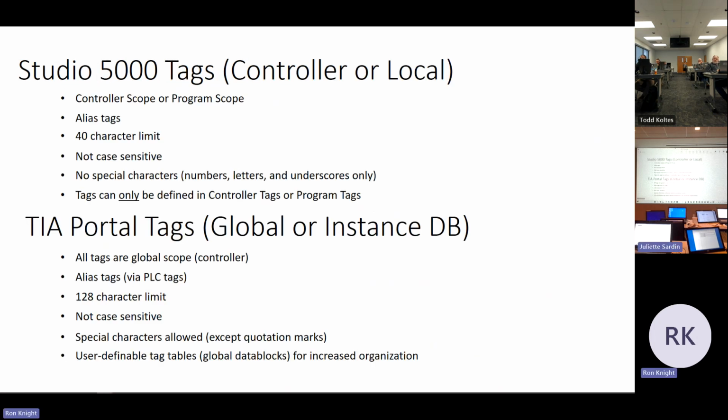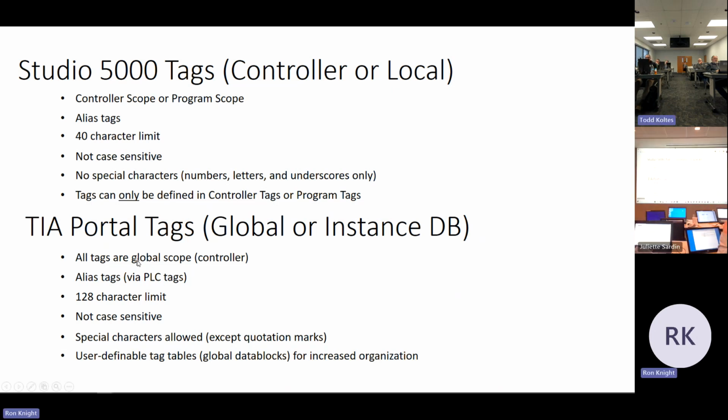So we just created that tag a second ago, HMI LSH13. What are the tag naming rules? In Studio 5000, we know that we can create tags in either the controller scope or the program scope. We've talked about aliases, 40 character limit on your tag names. Don't do that. That's a lot of characters to put in a tag name. Again, somebody's mad at you if you've done that. They are not case sensitive. No special characters. In Rockwell, we can use numbers, letters, and underscores only. And there have been times I wanted to throw in a number sign or a percent sign in my tag name. Can't do that in Rockwell. And we know that tags can only be defined in controller tags or program tags.